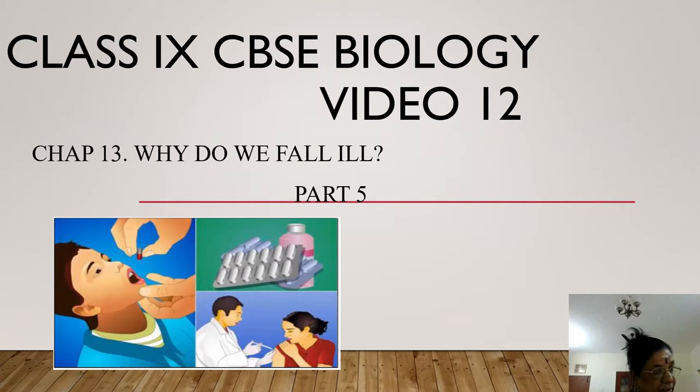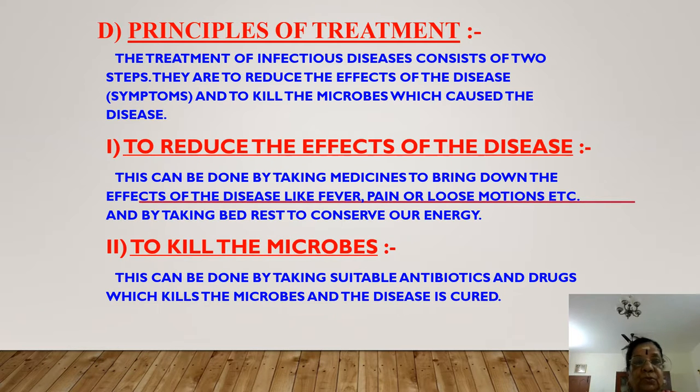For the first, we can provide treatment that will reduce the symptoms. Symptoms are usually because of inflammation. For example, we can take medicines that bring down fever, reduce pain, or loose motion. Also, we can take bed rest so that we can conserve our energy. When we take bed rest, the tiredness will go off. This will enable us to have more energy available to focus on healing. So, that is the principles of treatment first we are going to do.